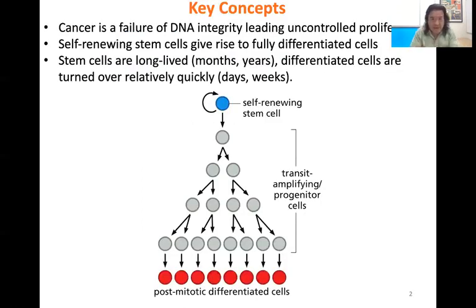So let's review some key concepts here. We've said that cancer is a failure of DNA integrity, leading to uncontrolled proliferation. And when I say a failure of DNA integrity, that means, of course, things like mutations, right? Mutations that alter what the intended wild type sequence of our DNA is. That wild type DNA sequence is the product of eons of evolution, finely tuning and tweaking things to get things to work right.